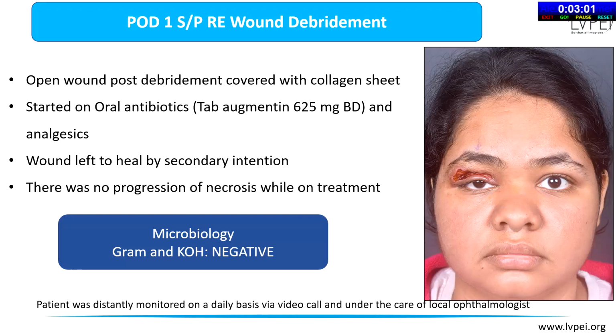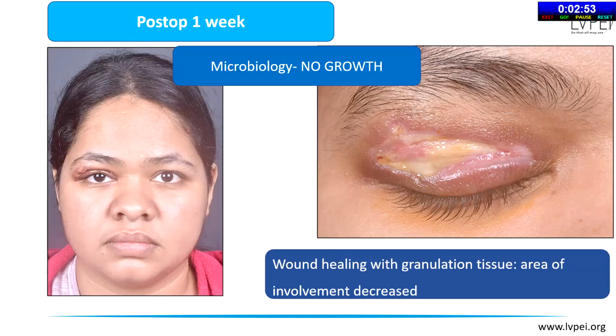The patient was admitted at our center, and at this stage we had a microbiological report with us; Gram and KOH were negative. This is the post 1 week image, and the microbiological culture reports also came out to be negative. We coordinated with micro and histo to expedite the results, and we got both results within 1 week. As you can see, the wound is healing with granulation tissue, and the involved area has decreased from the initial presentation.